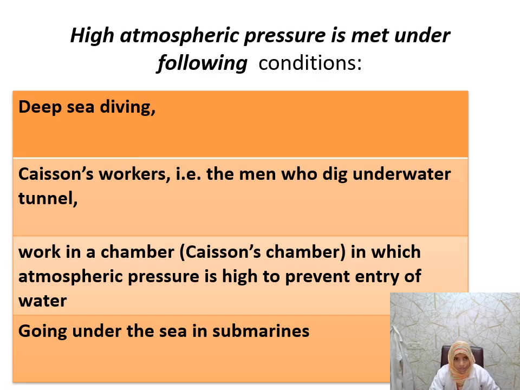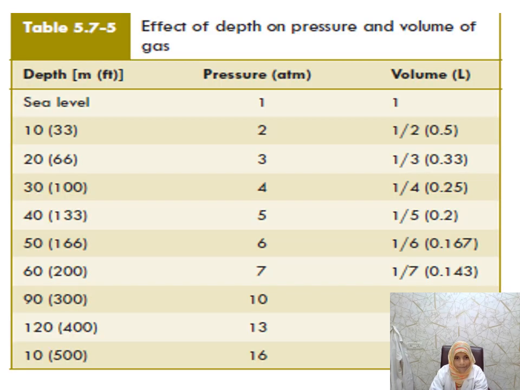Now, what are the situations under which high atmospheric pressure is met? First is deep sea diving, or the men who dig underwater tunnels, they are called caisson workers. Even they are exposed to a situation of high atmospheric pressure. And the individuals who work in a chamber called caisson's chamber, in which atmospheric pressure is high to prevent entry of water, and going under the sea in a submarine. So these are the conditions where an individual is exposed to high atmospheric pressure.